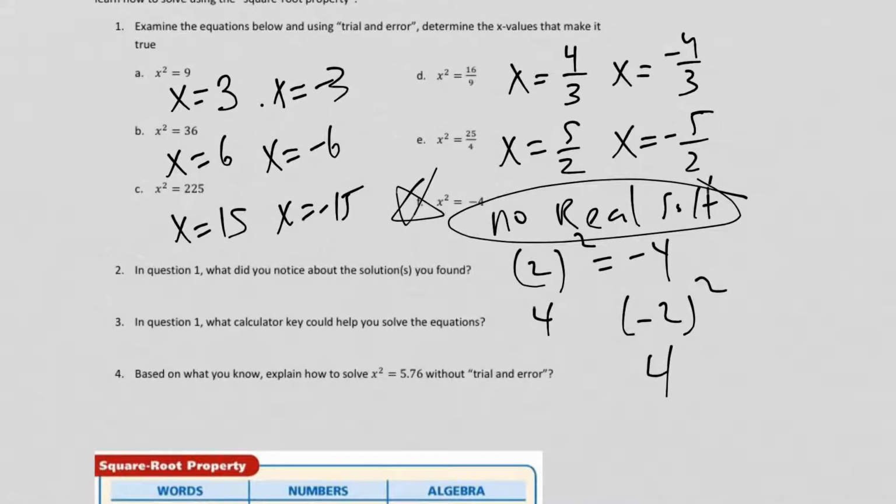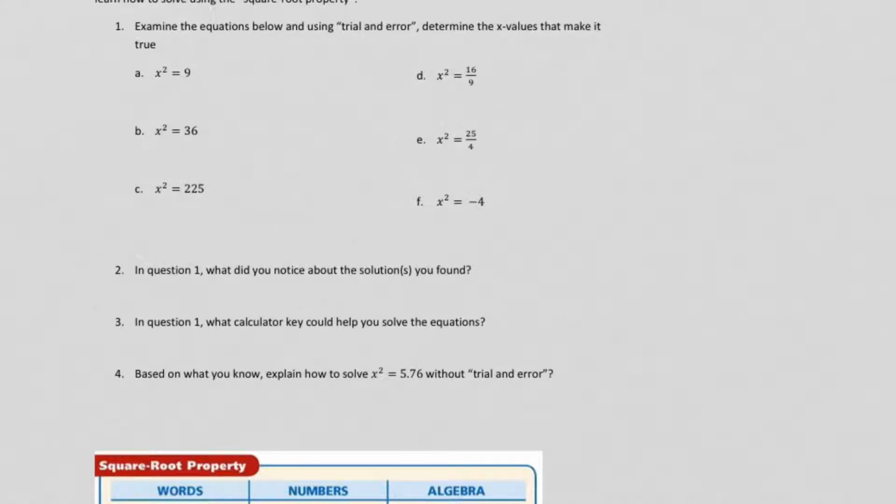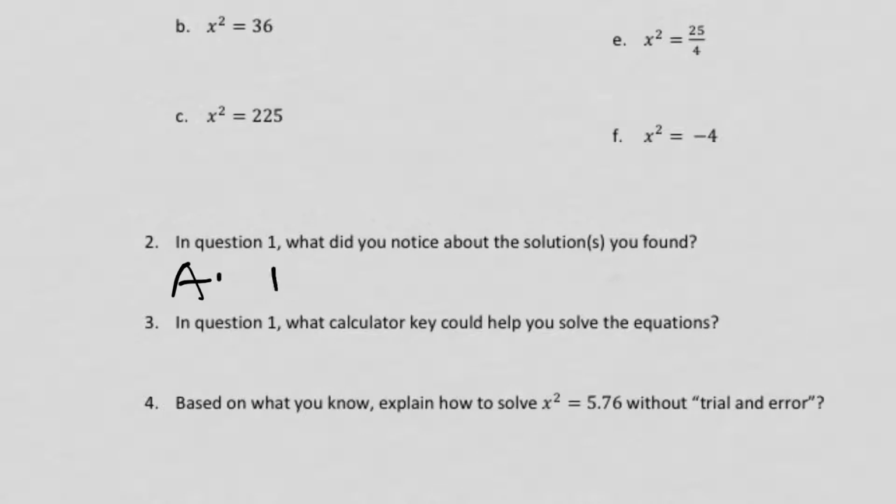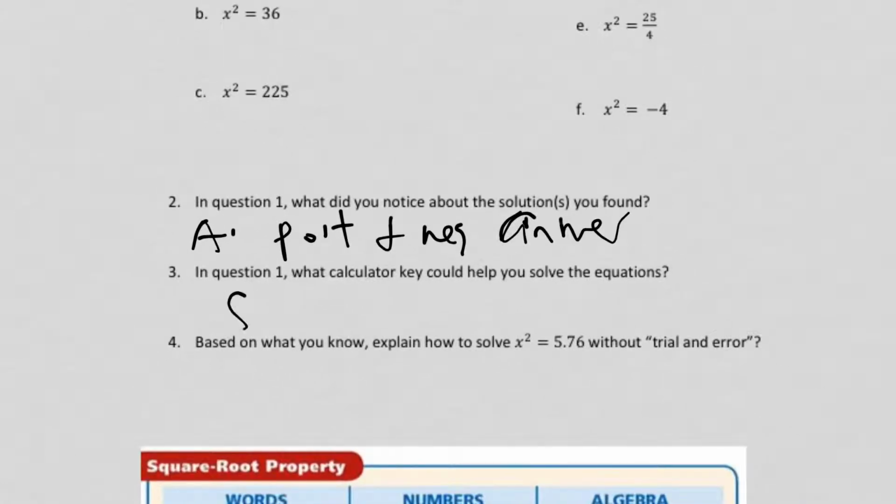In question number 2, I ask you guys, what did you notice about what you saw up here? You guys should have said a positive and negative answer for all the problems except for letter F. In question 1, what key on a calculator could you use to help you solve the equation? The answer is the square root key.